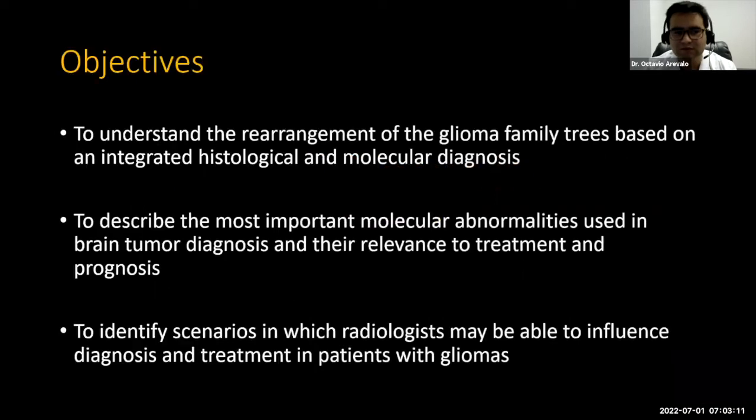The objectives for the lecture are mainly three. The first one is to understand the rearrangement of the glioma family trees, and this is being based on the integrated histological and molecular diagnosis. And to get to understand the most important and relevant molecular abnormalities, is to identify scenarios where we as radiologists may be able to help with the pre-operative diagnosis of these patients.